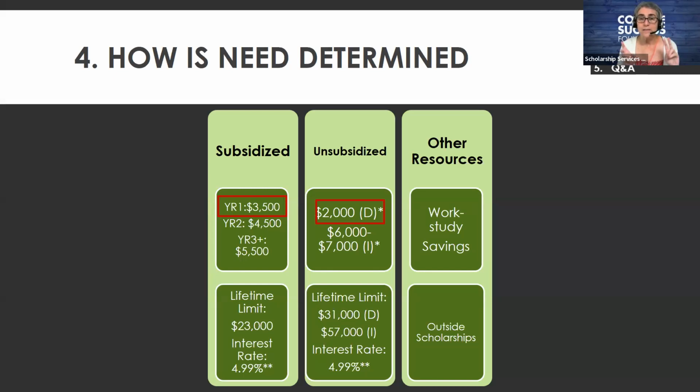When I say outside, it's outside of the school or college scholarships. So in addition to the ones that they may receive from the school, it's very important because they come in handy to pay for that unmet need. So outside scholarships, savings, work study, and loans are ways to bridge that gap.